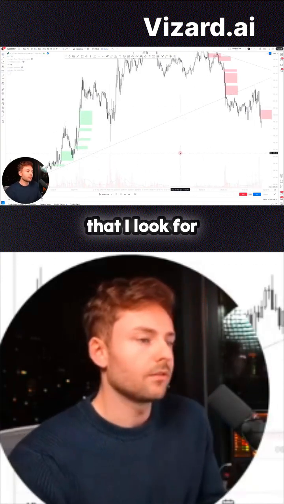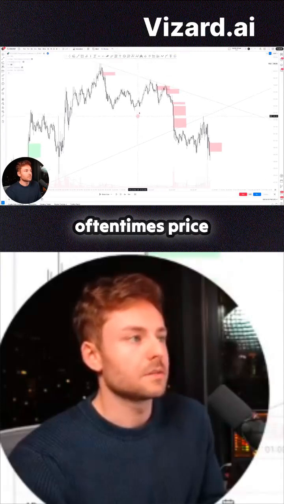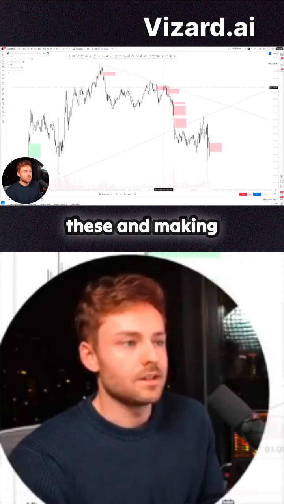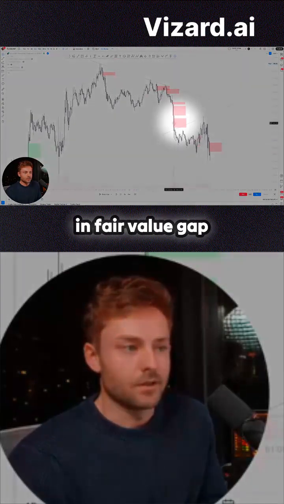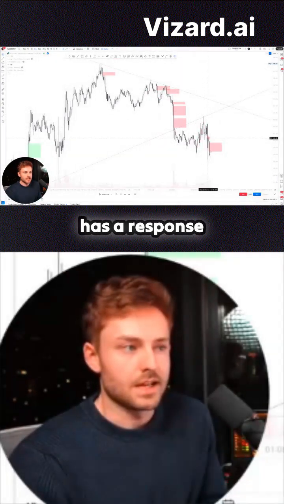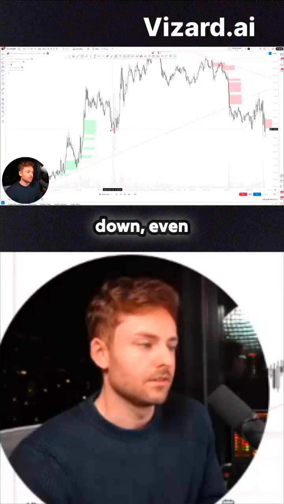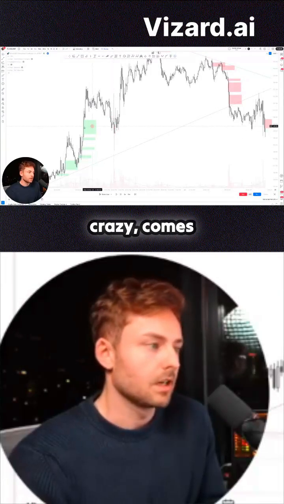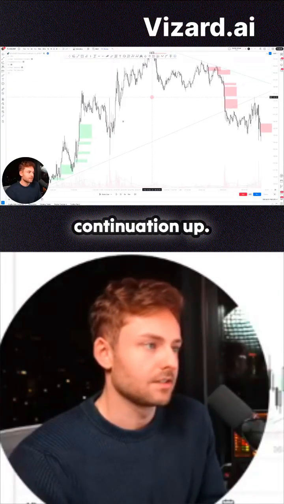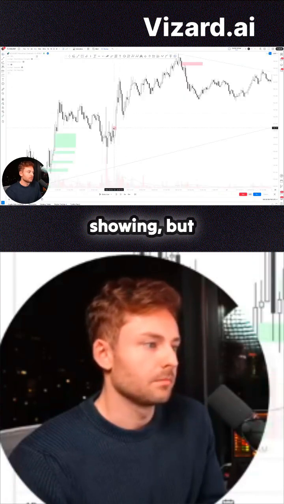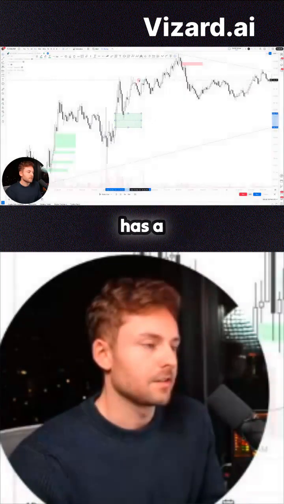But the reason that I look for them is because you can see oftentimes price will end up coming back into these and making big moves back in. Fair value gap right in here, price moves up, has a response off of it. Fair value gap produced here, price pulls back down, even though it wicked through this one like crazy, comes back down to the middle of that, has a continuation up. Okay, this one's not showing, but here price comes into the midpoint, has a continuation up.